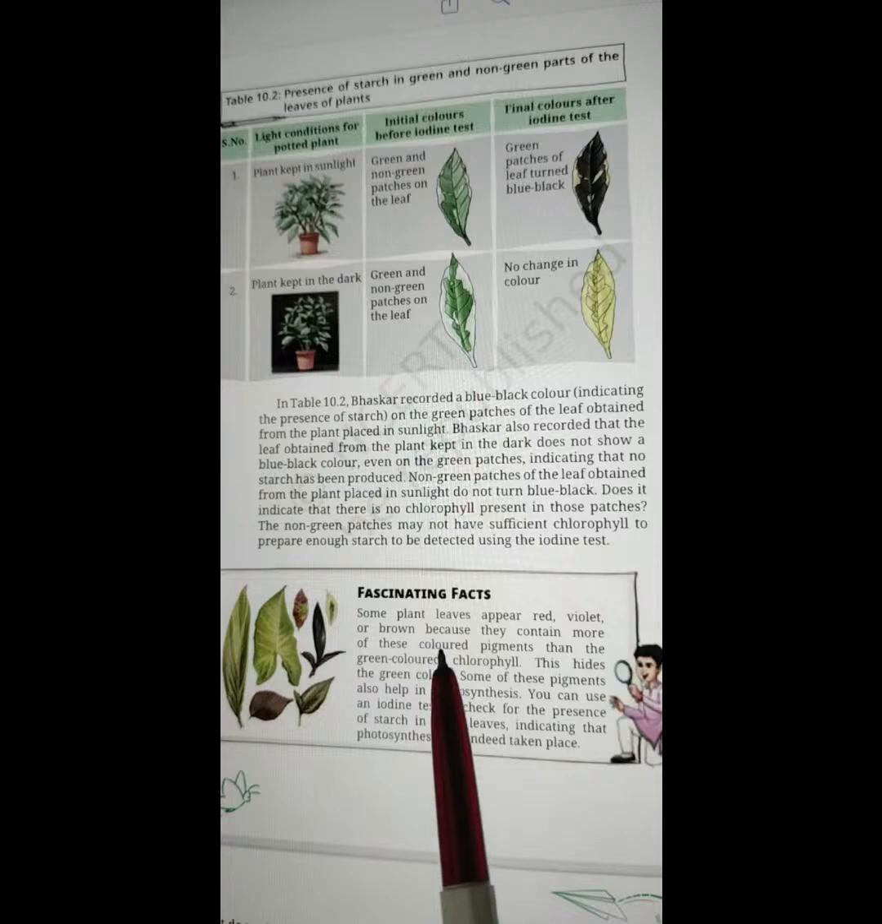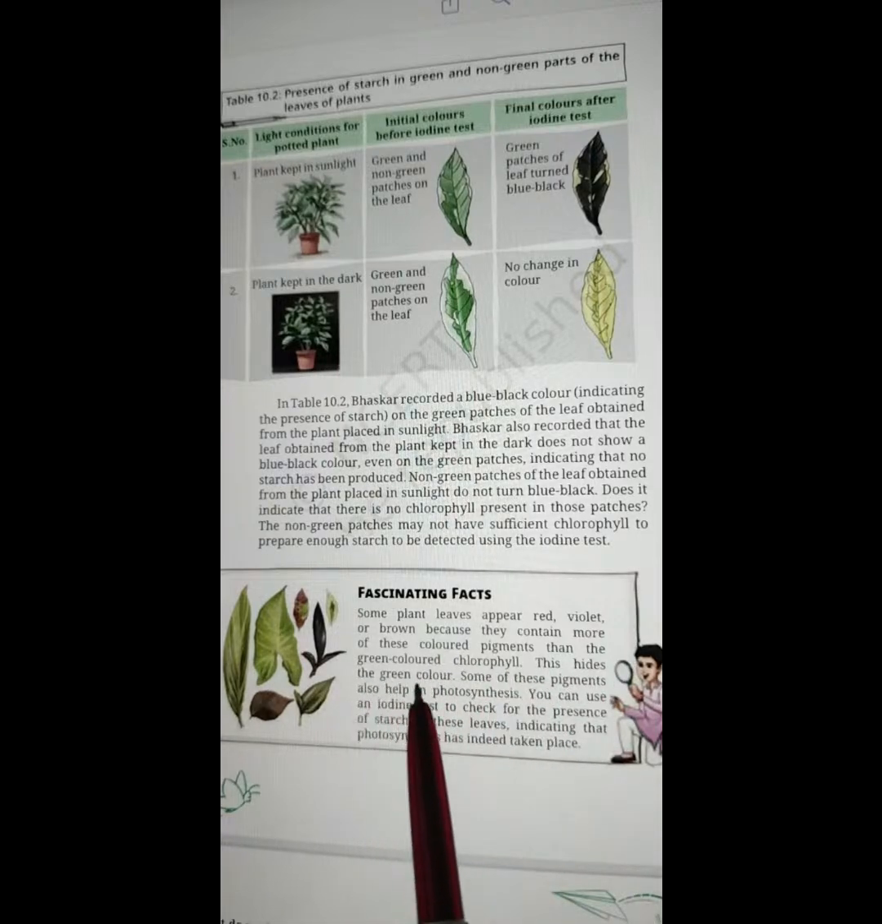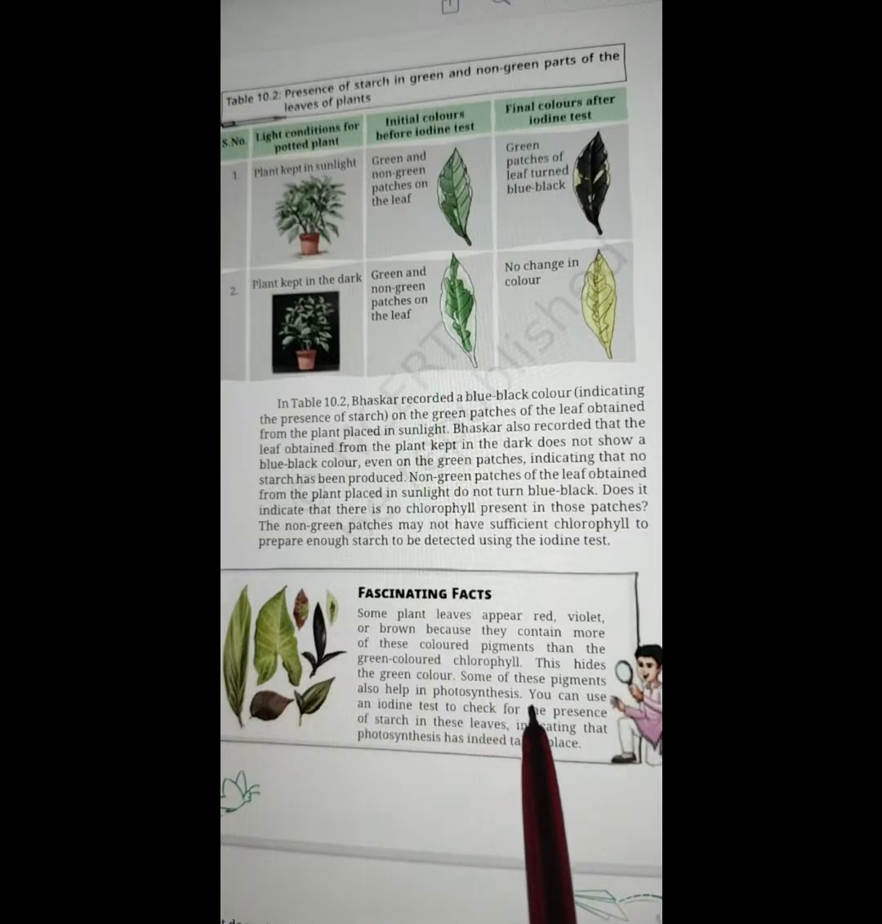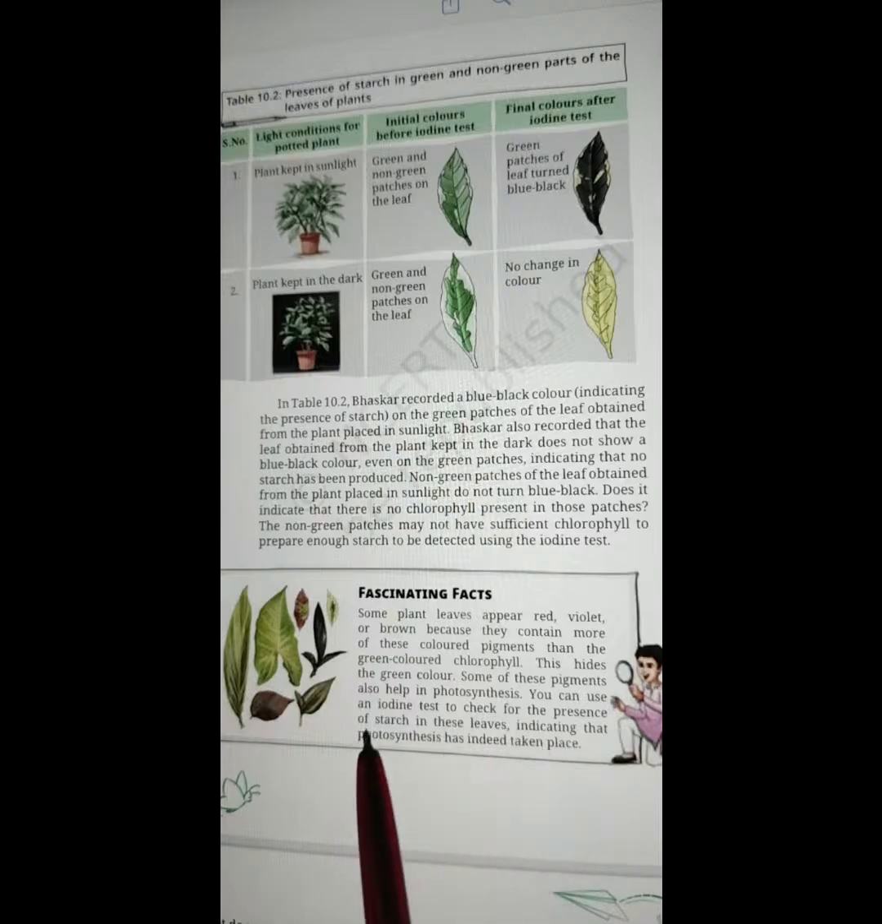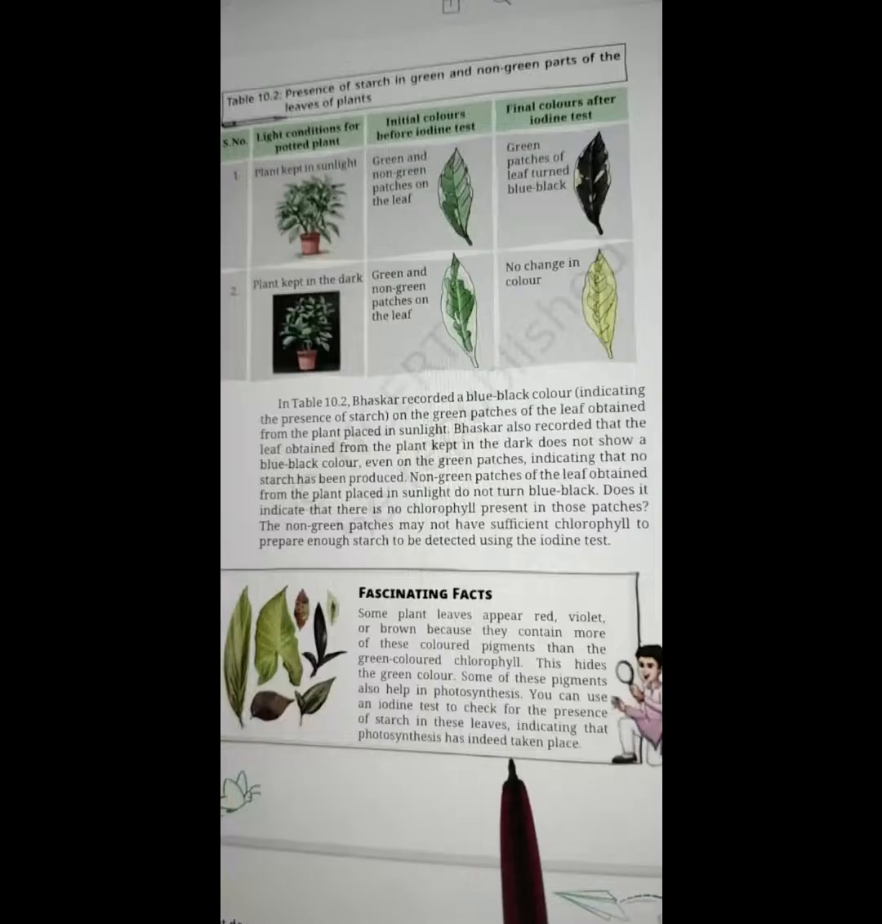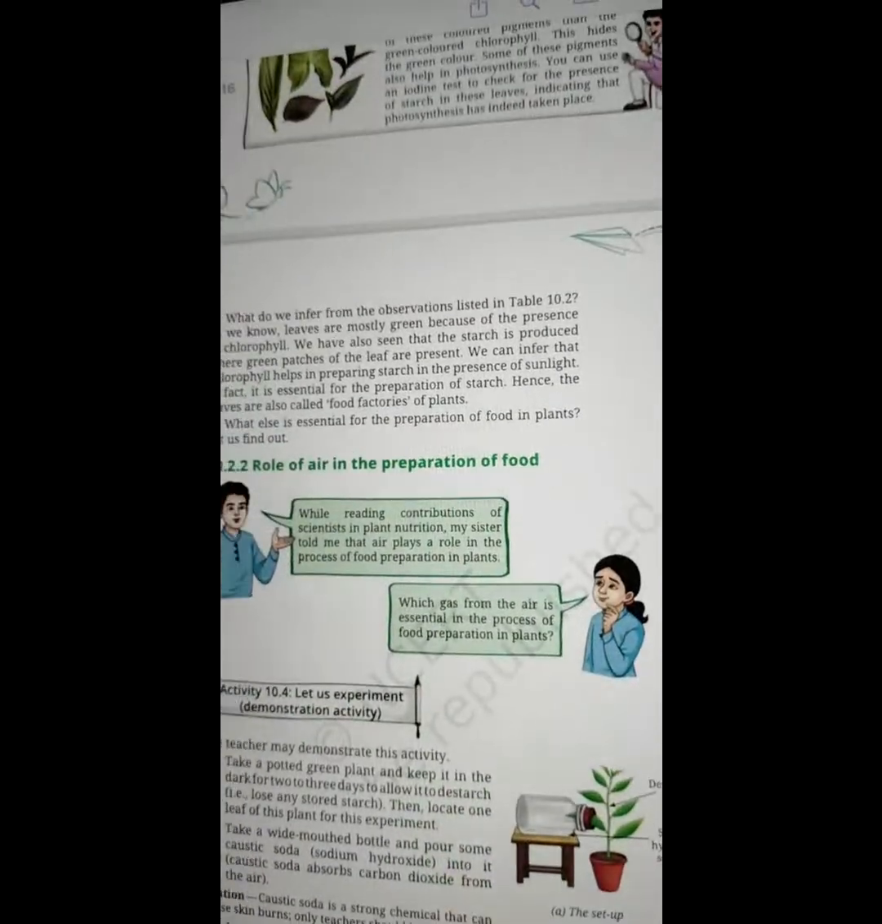Fascinating fact, some plant leaves appear red, violet, or brown because they contain more of these colored pigments than the green colored chlorophyll. This hides the green color. Some of these pigments also help in photosynthesis. You can use an iodine test to check for the presence of starch in these leaves, indicating that photosynthesis has indeed taken place.